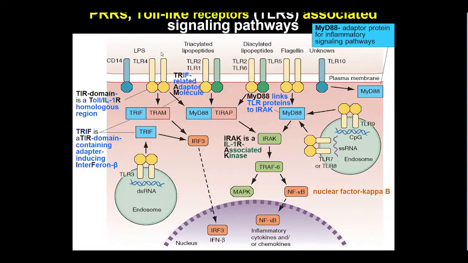In this scheme, you see a more detailed scheme of the involvement of Toll-like receptors in the intracellular signaling pathway that finishes with the activation of synthesis of pro-inflammatory cytokines, for example, by the genes if they are induced by the NF-κB factor.